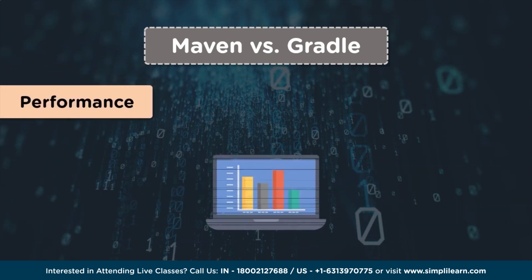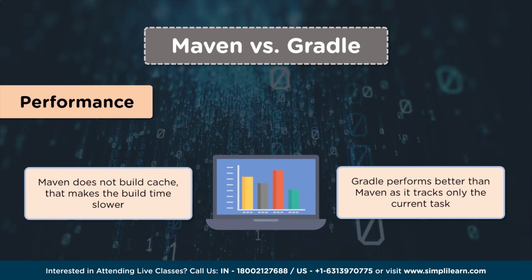The sixth and the last pointer we shall consider is performance. Maven has a slower build time since it does not use build cache, which means it does not create local temporary files during software creation, hence uses extensive time. Whereas Gradle on the other hand performs better than Maven as it is optimized for tracking only current running tasks. This means it only works on the tasks that have been changed to give a better performance.